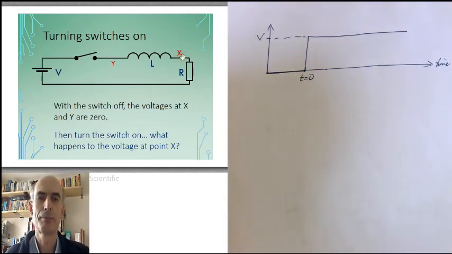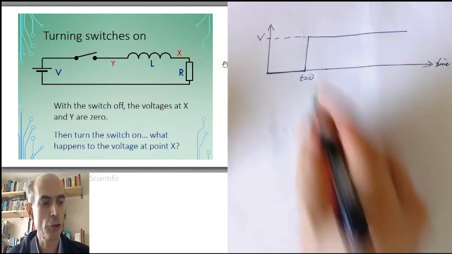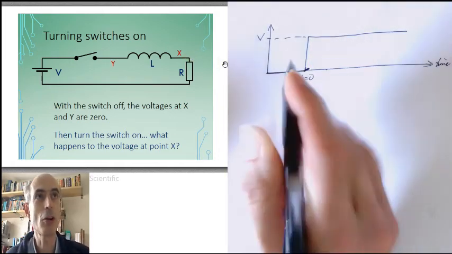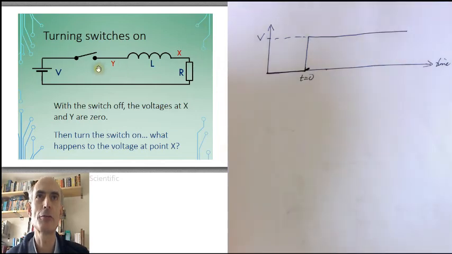What about X? Well, you cannot suddenly change the current through an inductor. The current through the inductor was 0 just before the switch was closed, therefore it is still 0 just after the switch is closed. If there's no current flowing through the inductor just after the switch is closed, then there's no current flowing through this resistor either. And if there's no current flowing through this resistor, there is no voltage difference across the resistor. So X would just be at 0. X would start off at 0 just after the switch is closed.